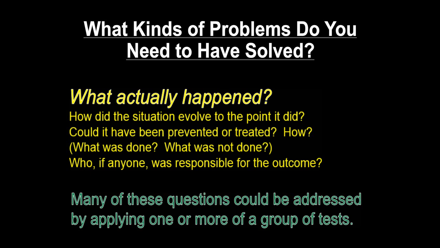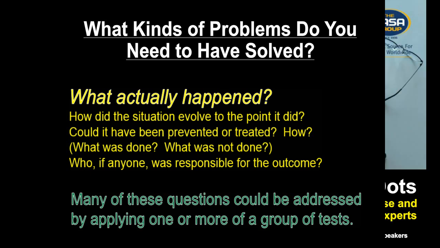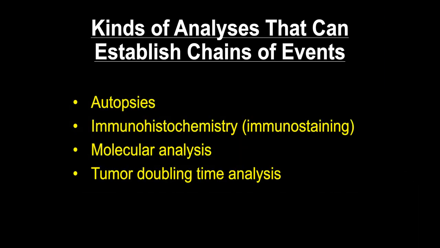Now, many of these questions, not all of them, and not in every case, but many of them, in many cases, can be addressed by applying one or more of the following kinds of analyses. And these are the ones I'm going to talk about. Autopsies, immunohistochemistry, immunostaining, it's all the same. Molecular analysis, and we'll talk about that. And finally, analysis of tumor doubling time.